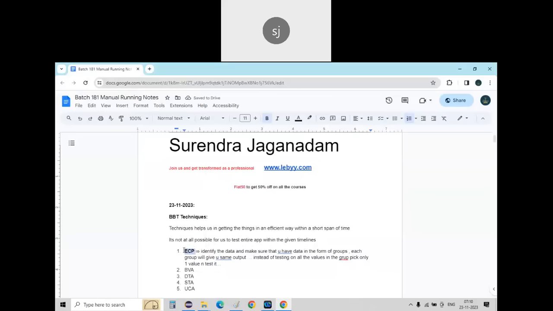The ultimate objective here is, using this technique, we are testing that particular field by identifying the data in the form of groups, and making sure that each group will give the same outcome. Instead of testing all the values, we are entering only one value and checking a whole chunk, which itself we call a group, guys. Equivalence class partition.